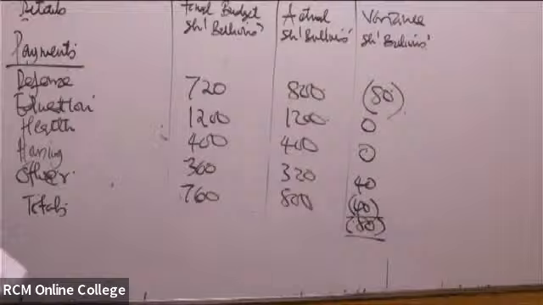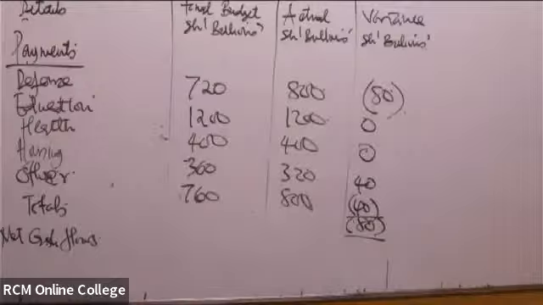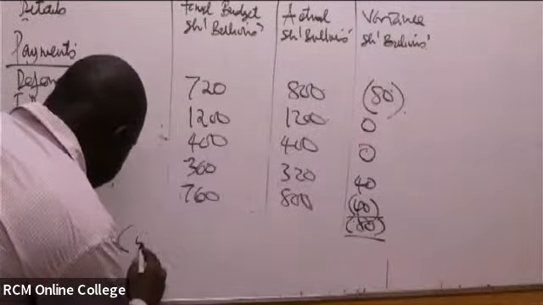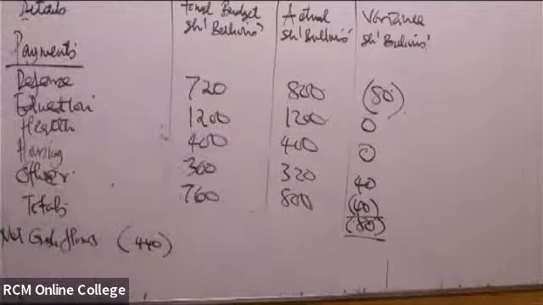But now we need to get the net. The net cash flows for the Ministry of Treasury, the Ministry of Finance, will be negative 440, the one we got under the receipts. So it will be negative 440.